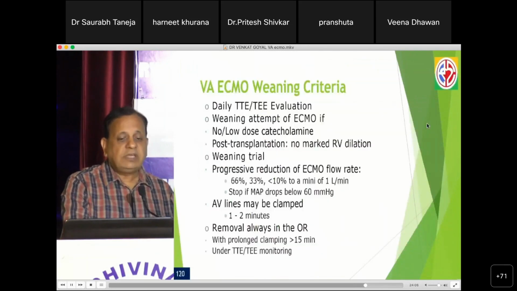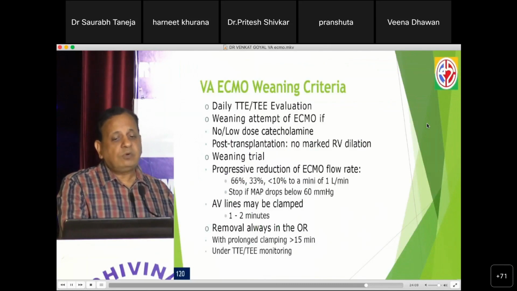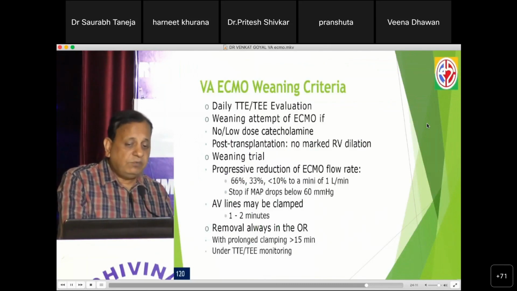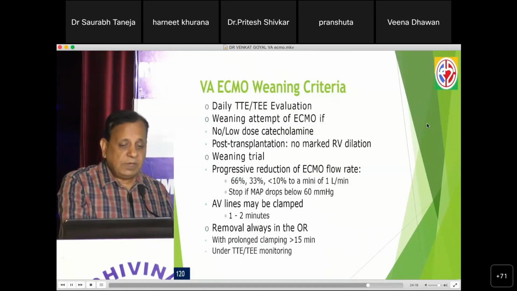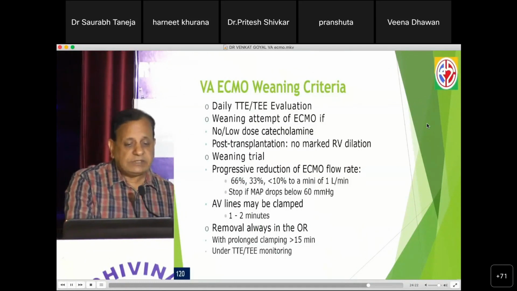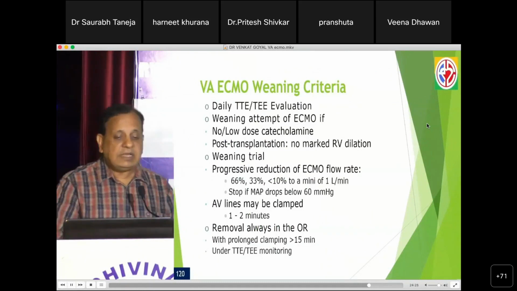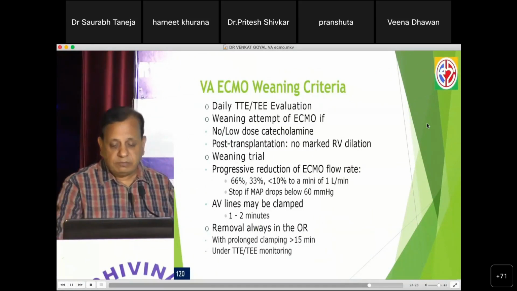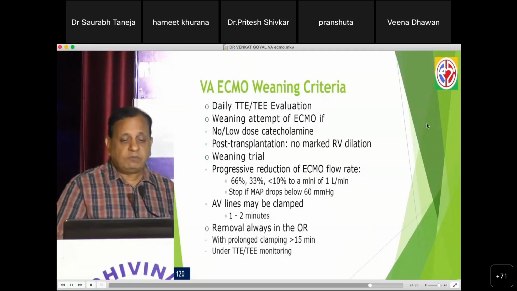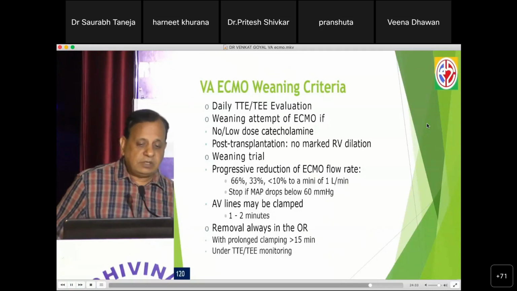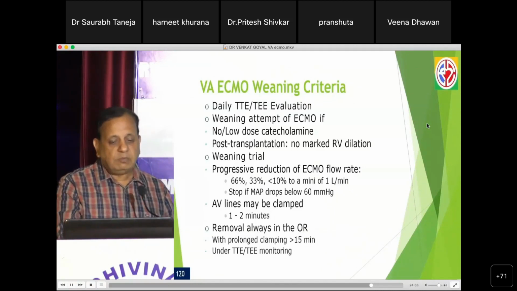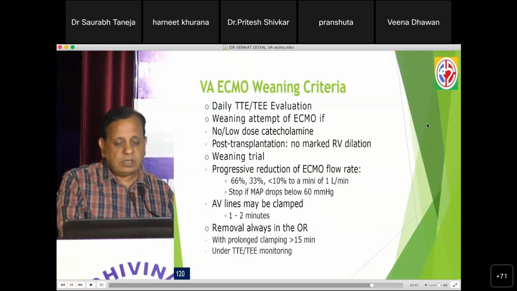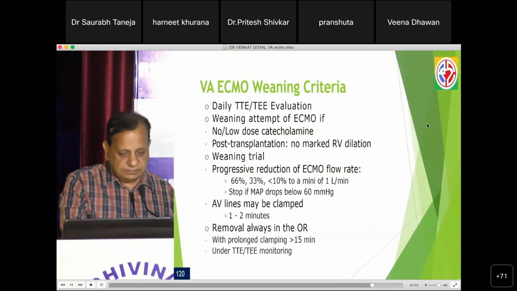So what are the weaning criteria? Daily transthoracic echo and maybe TEE evaluation. Weaning attempt of ECMO if there is no or low dose catecholamines. Post-transplantation, no RV failure. Then progressive reduction in ECMO flow rate by 66%, then 33%, then less than 10%, to a minimum of 1 liter per minute, and stop if the mean arterial pressure is dropping. Then you clamp the lines, and removal has to be in an OR where you remove the line surgically.